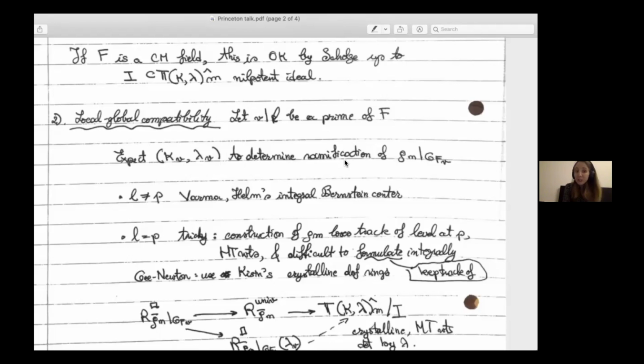In characteristic zero, you can formulate something really precise by saying that, especially because you're doing GL_N, you just expect a compatibility with the known local Langlands correspondence for GL_N.